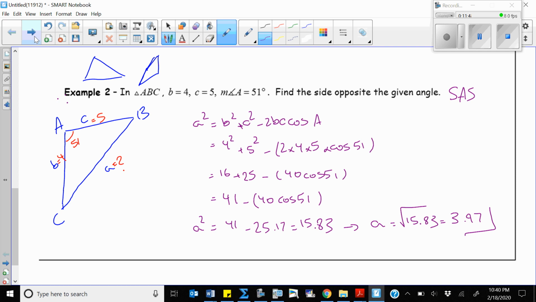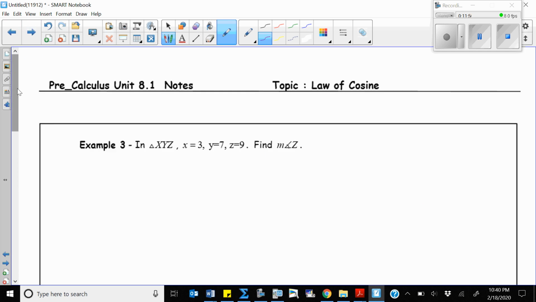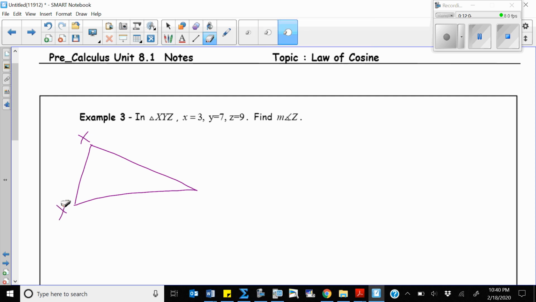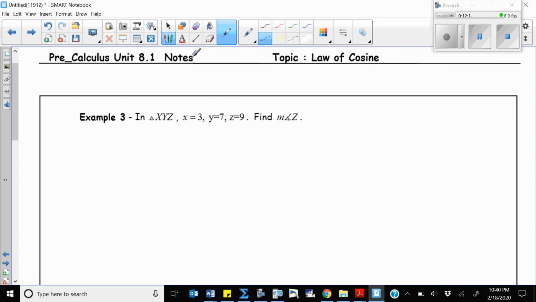Now let's go to the next example on the next page. Here we have another triangle called XYZ. So I draw a triangle, which is not a right triangle, X, Y, Z. Let me just draw it again. This looks like I have a right triangle here. So let me change it. Okay, this one is not a right triangle. This is bigger than 90.